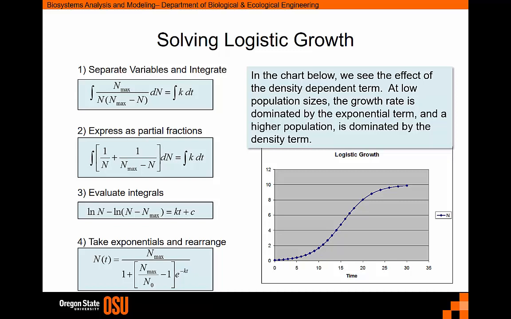The chart shows the model integrated over time. At low population sizes, the growth rate is dominated by the exponential term, and at higher population it is dominated by the density term. How many parameters are in this model? The answer is 3: N0, Nmax, and k, all of which have real-world interpretations. N0 is the initial population size. Nmax is a maximum population size that can be supported by the resource, and k is the per capita growth rate.